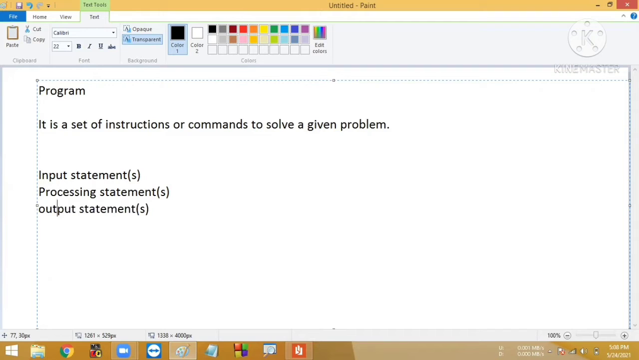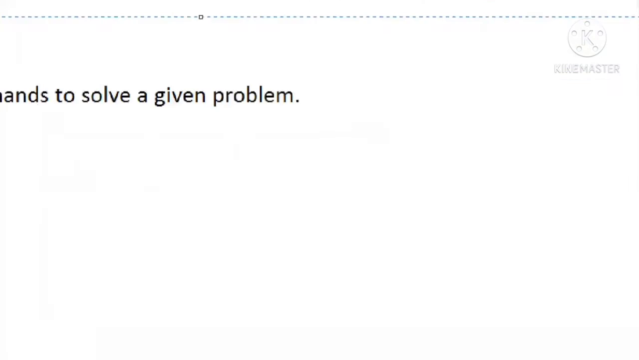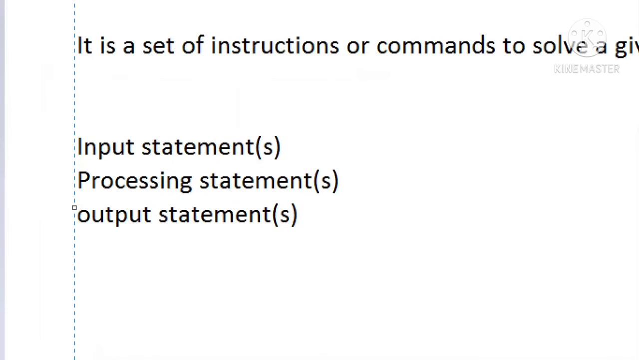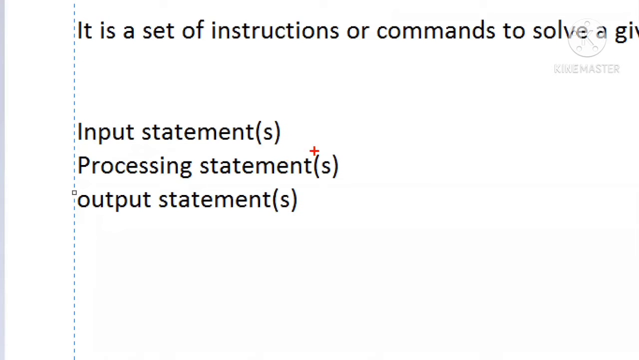In the bracket I've written that we can have a statement or statements. What's the difference between writing a statement and writing statements? If you write it once, we call it one input statement. If you write more than once, that is more than one, we call it statements. So you can write input statement or input statements, and the same way with the processing and output statements.